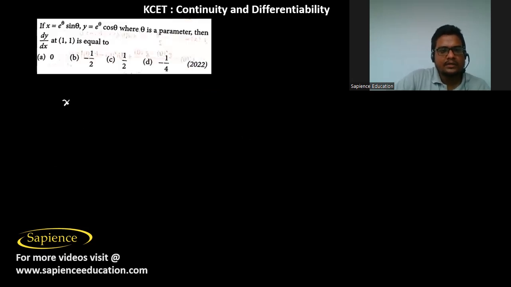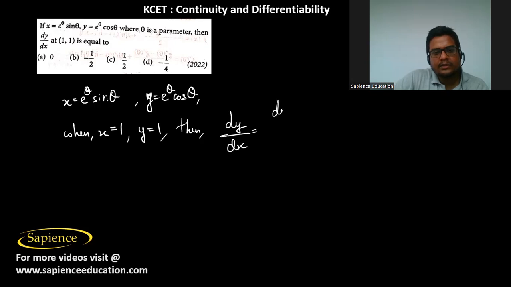Then it is told here that if x equal to e power theta sine theta and y equals to e power theta cos theta, where theta is a parameter, then dy by dx at 1 comma 1 is how much? So when x will be equal to 1 and y will be equal to 1, then here we can see that dy by dx will be equal to dy by d theta divided by dx by d theta.